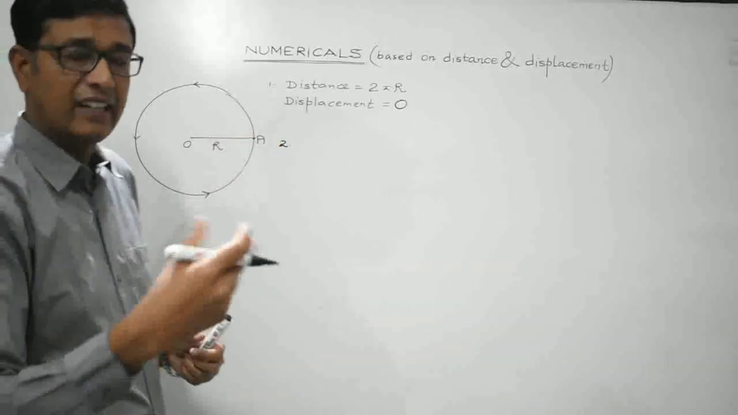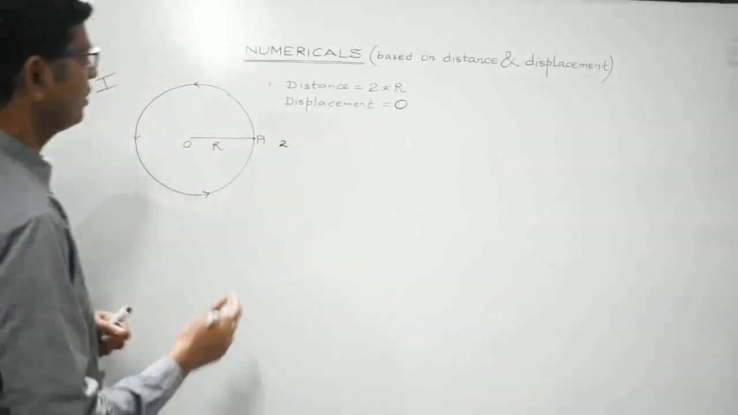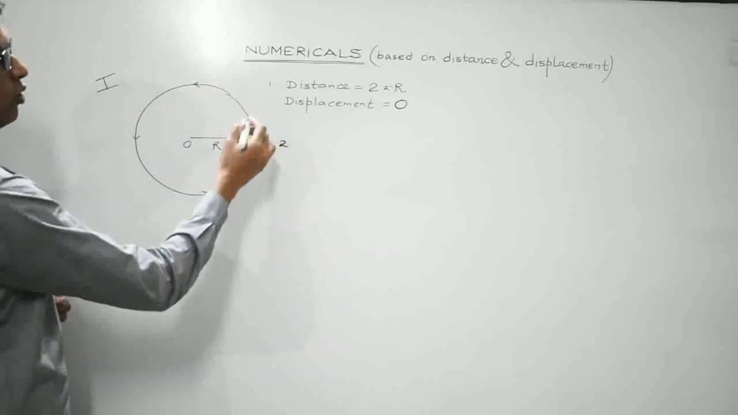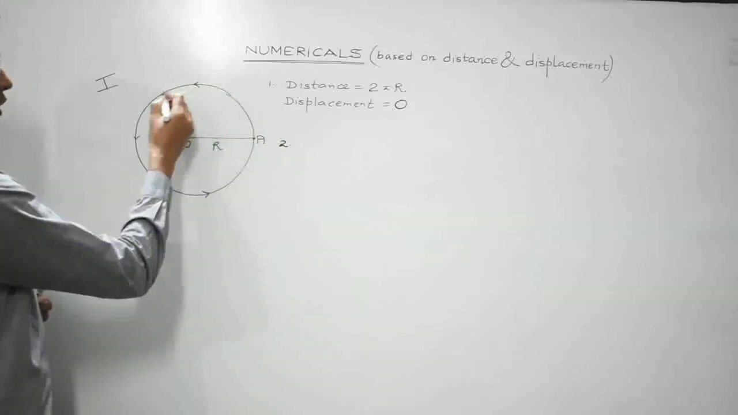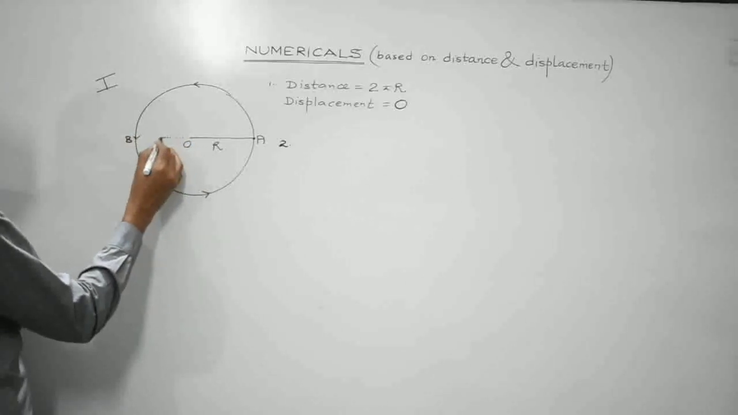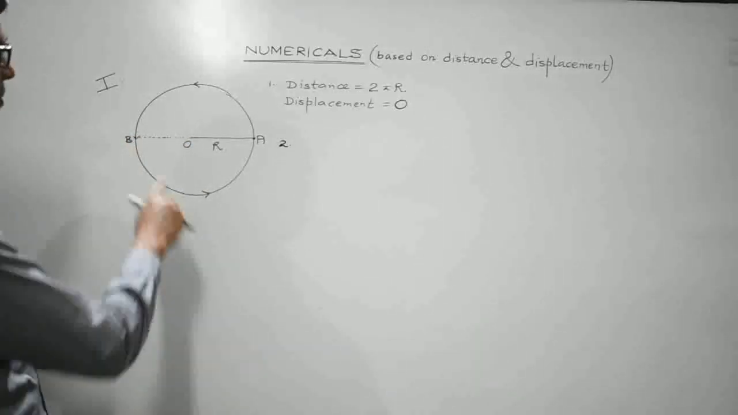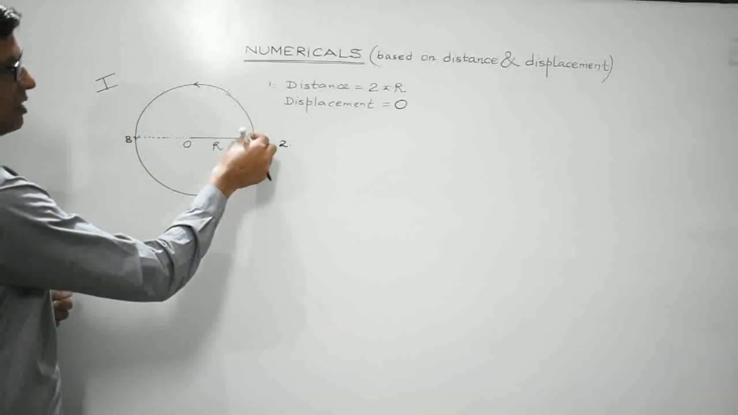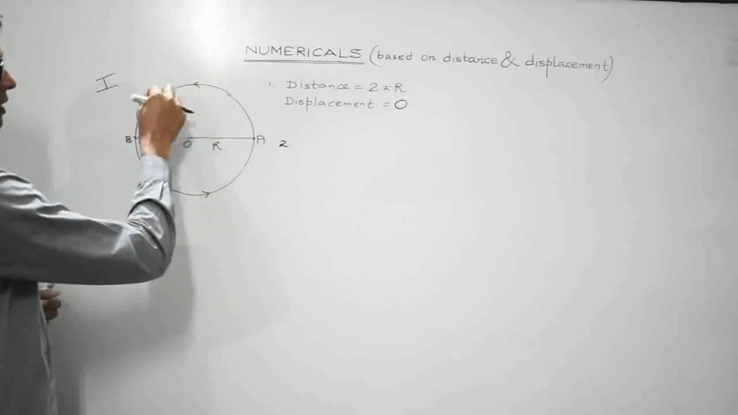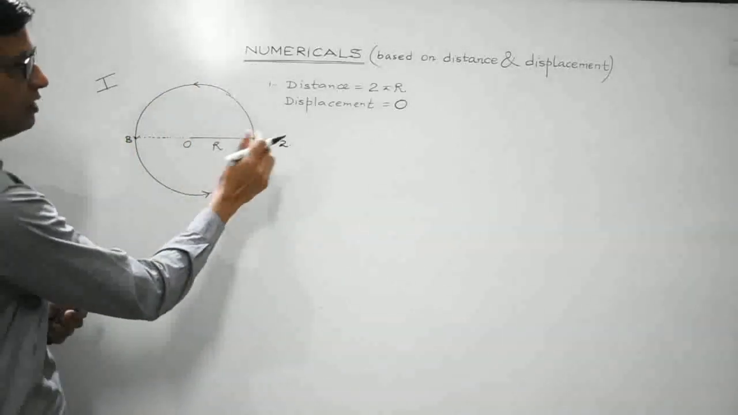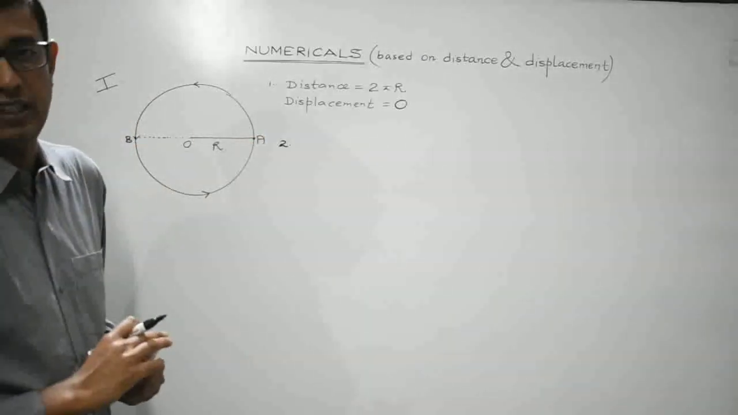Let's consider the second scenario, right? Suppose this athlete starts from point A and instead of completing the whole track, he comes to point B, which is diametrically opposite to that of point A. It is diametrically opposite to that of point A, right? So an athlete starts from point A and then he finally reaches point B. So here A is the initial position and B is the final position.